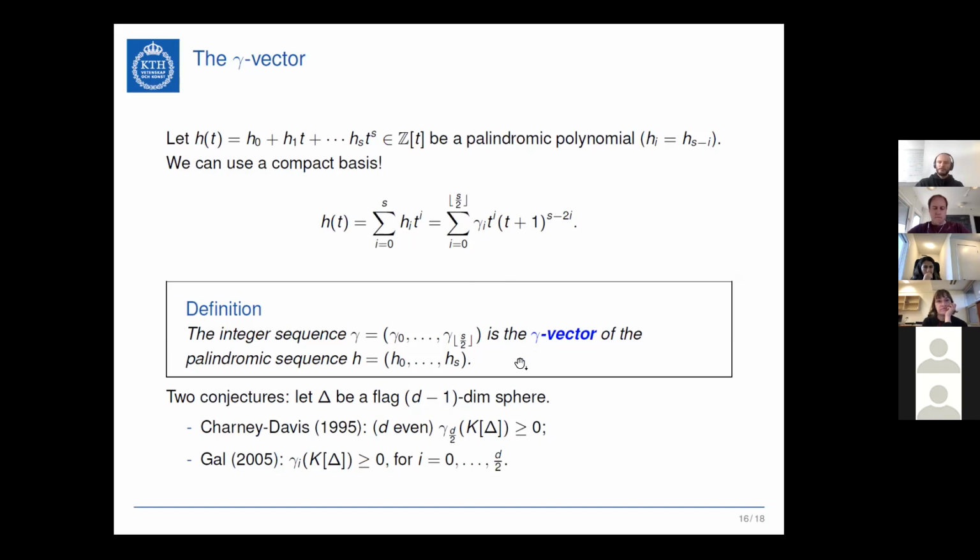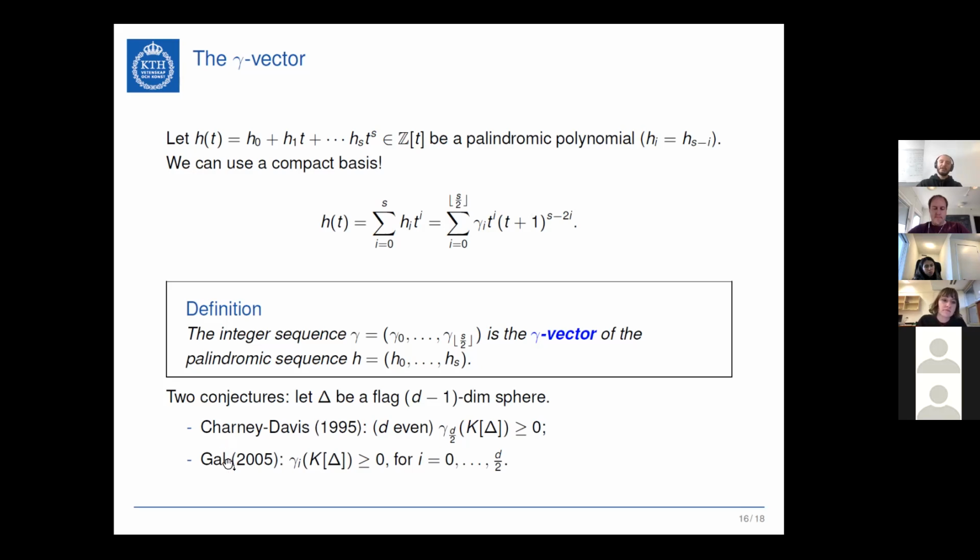Okay, so this vector has attracted a lot of attention in relation to flag spheres. So the Stanley-Reisner ring of a sphere is Gorenstein, so it has a symmetric or palindromic H vector. And here I just mention two conjectures, but there are actually more. So one is by Charney and Davis. For that, we restrict to odd dimensional spheres, so D is even. This conjecture predicts that the last gamma number is non-negative. So it might look innocent, but it's actually a very deep conjecture. It's a very important one, has been studied a lot and proved in certain specific cases.